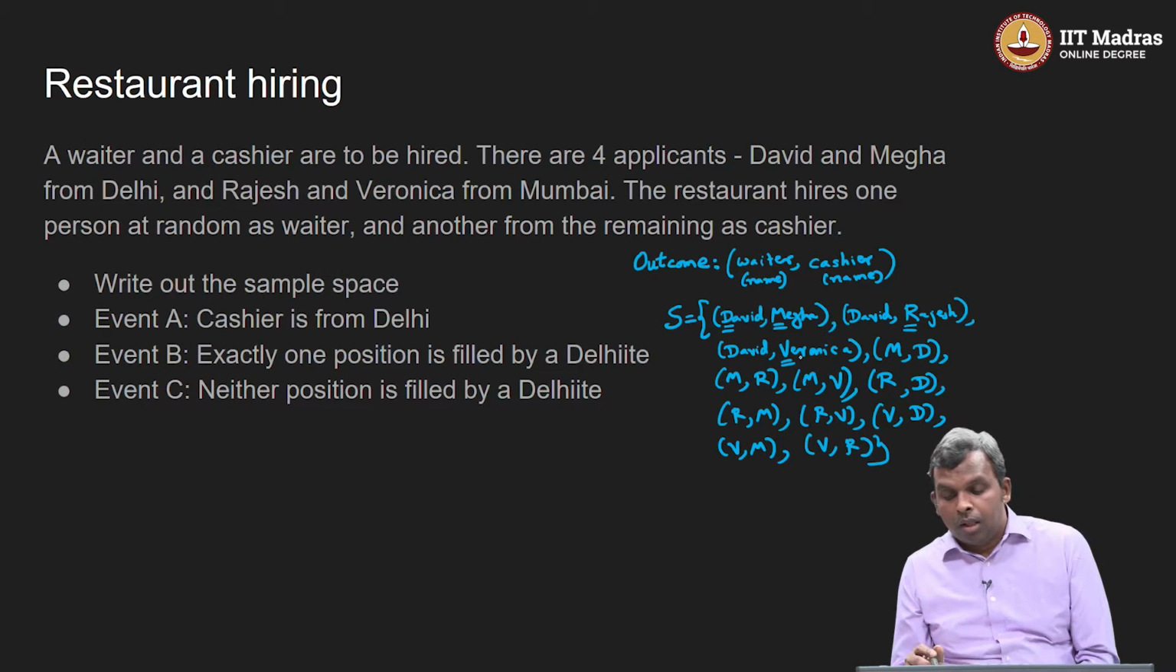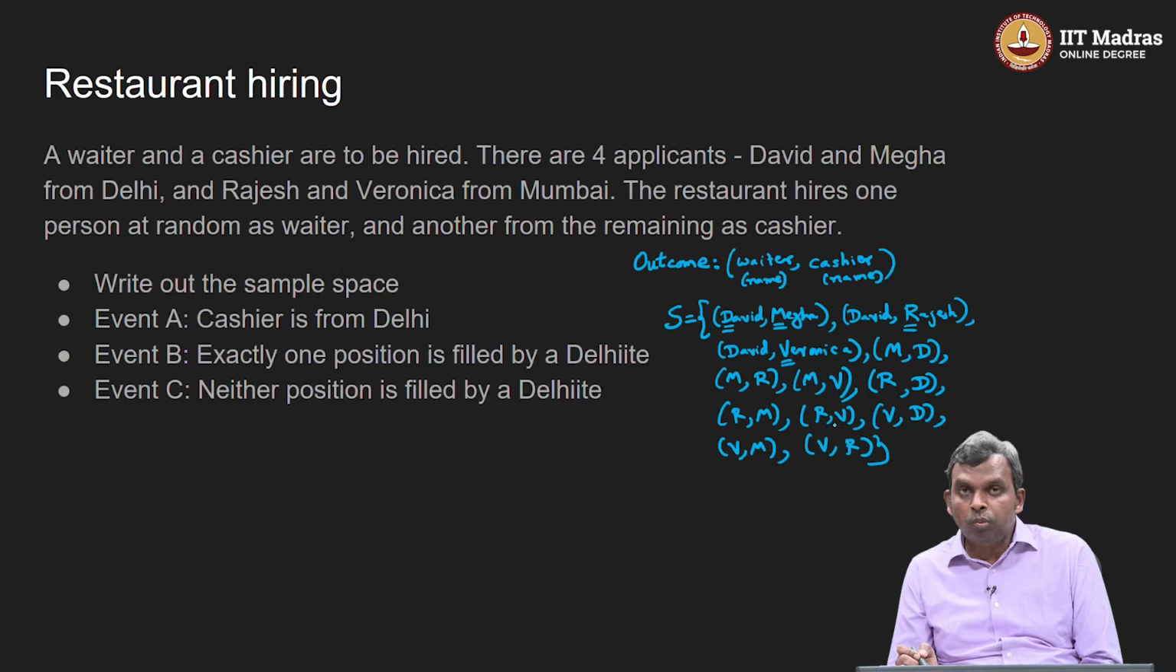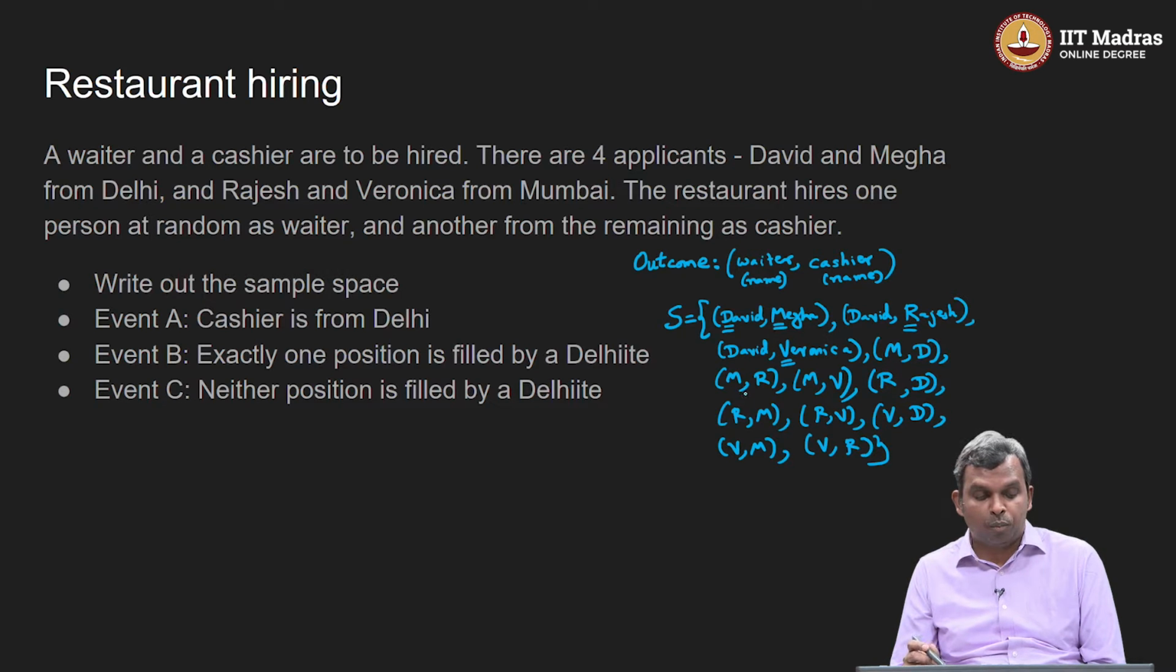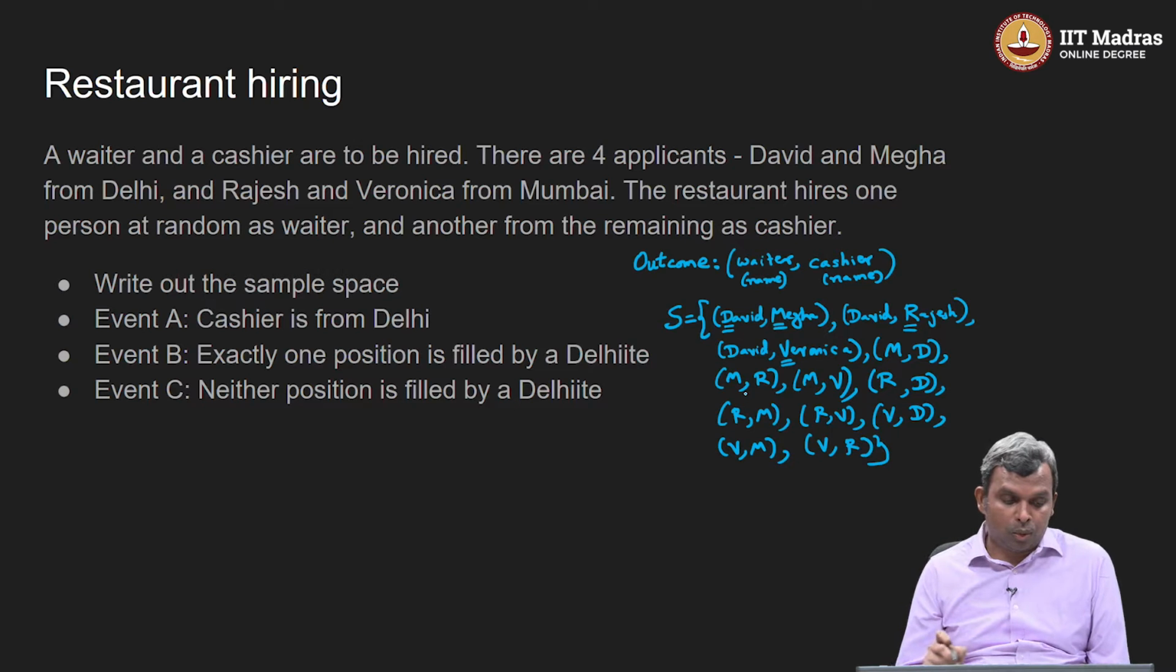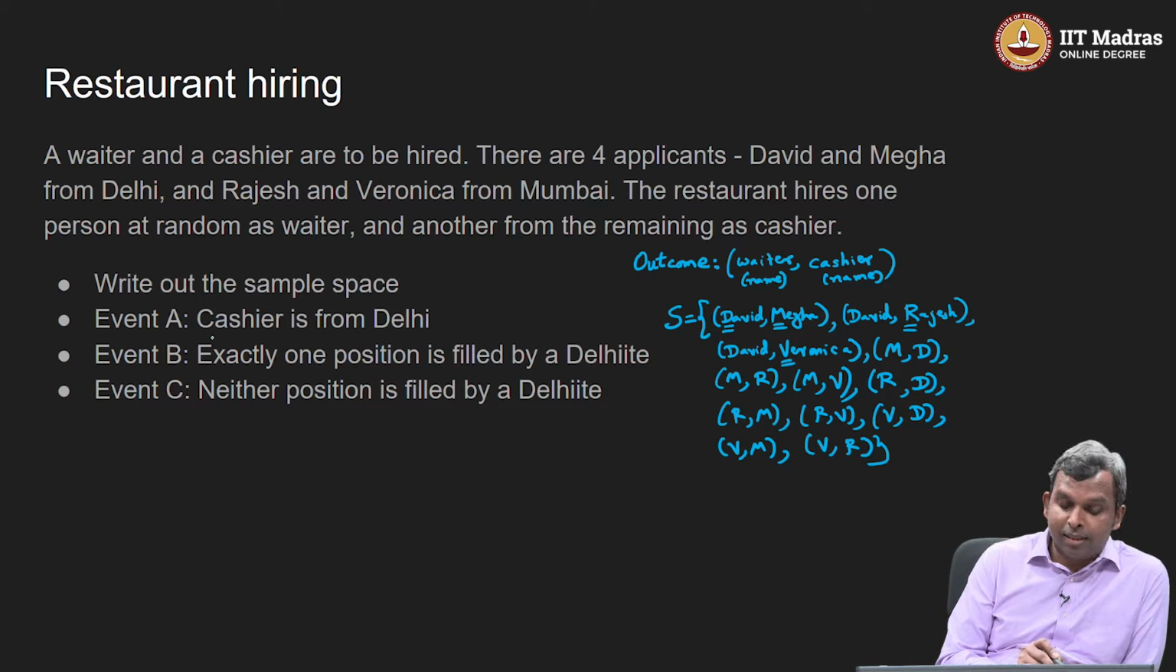Okay. So this is a sample space. It has all the 9 possible outcomes. Okay, all the 12 possible outcomes. Sorry, counting has gone wrong. All the 12 possible outcomes of who gets hired as waiter and who gets hired as cashier are written down here. This is the sample space. Okay. Now, the question asks for events.